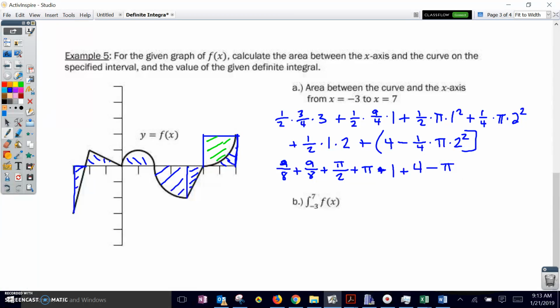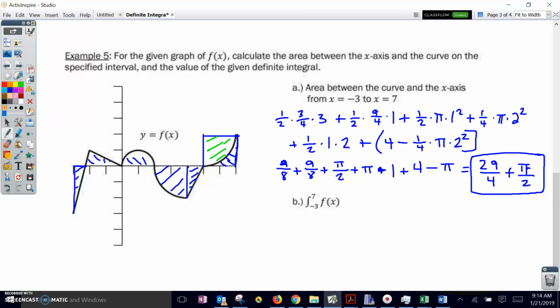And if we add all of those things together, let's see. The things not containing pi's, we've got 9/8 plus 9/8, that's 9/4, plus 4/4 is 13/4, plus 16/4 is 29/4. And if we add all the pi's together, we've got pi over 2. And so there is the area between the axis and the curve.